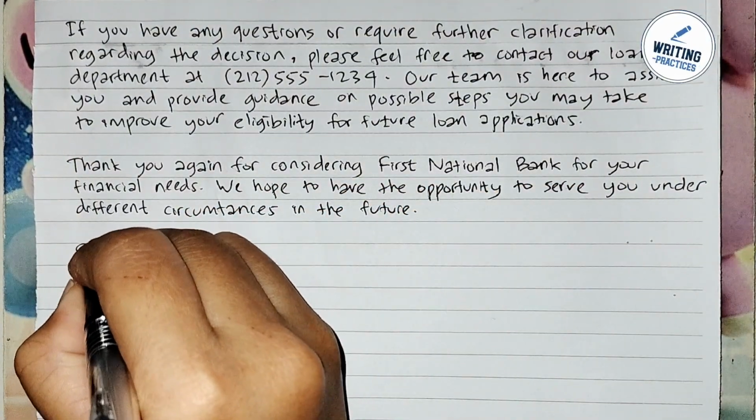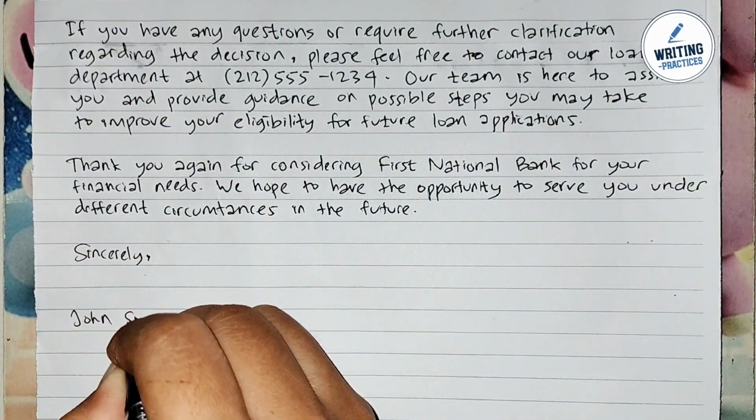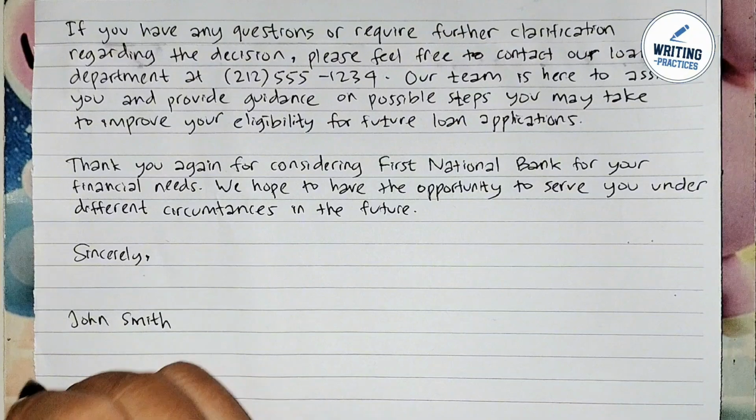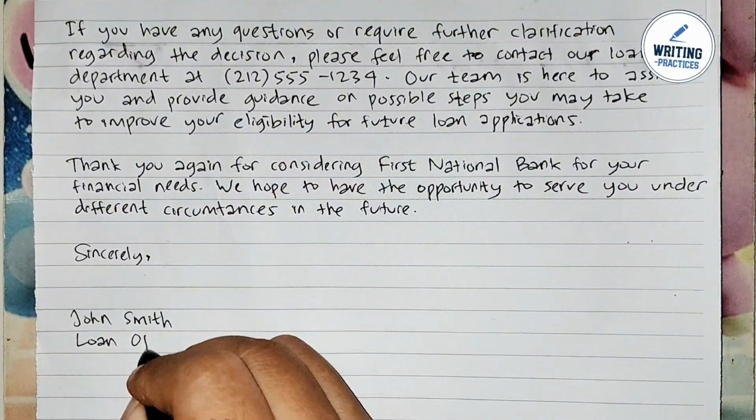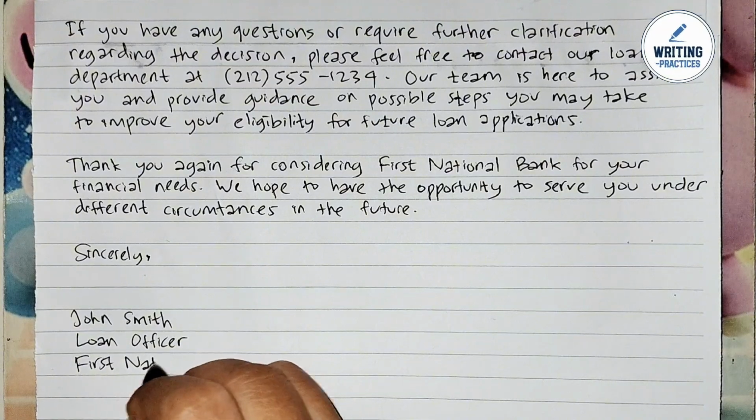And finally, you can close the letter with sincerely. Add your signature, and write your full name, job position or occupation in the company, and the company name under it. So, that's how you write a loan denial letter step by step.